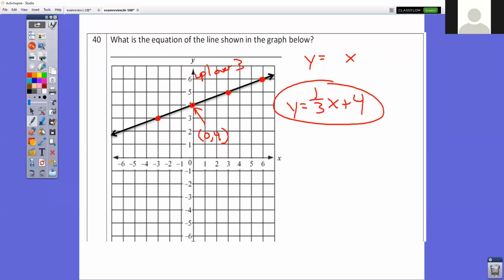In question number 40, what is the equation of the line shown in the graph? So here's our dots. We want to know, how do you get from dot to dot to dot? We're going up 1/3, up 1/3, up 1/3. So therefore, that's the number that goes in front of our x, because that is our slope. Your y-intercept is where the line crosses the y-axis. The line crosses the y-axis right here at 4. That's where we're getting this 4 from, as a +4 at the end. So y equals 1/3 x plus 4.